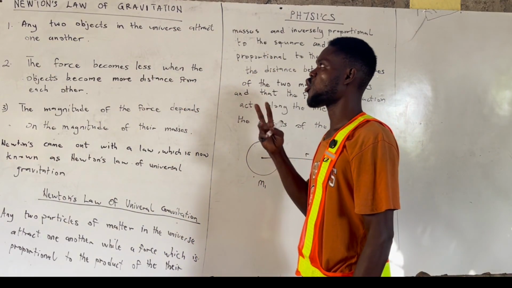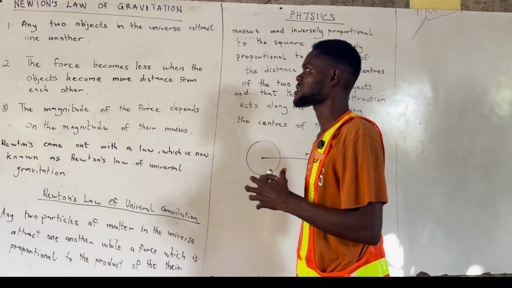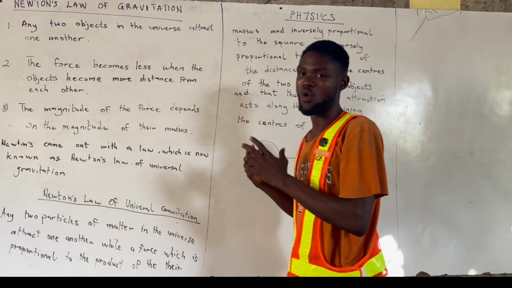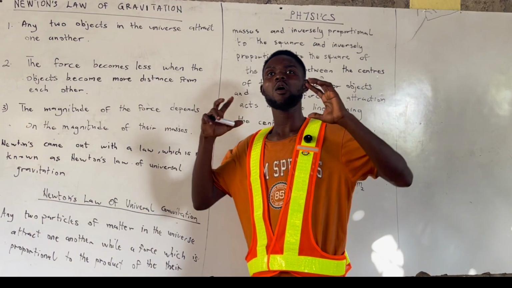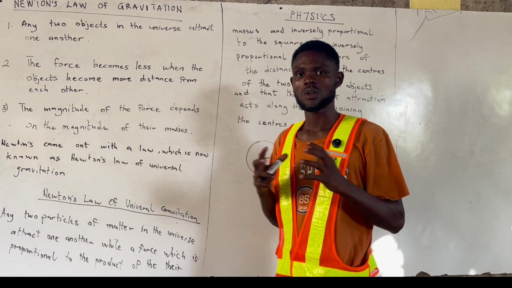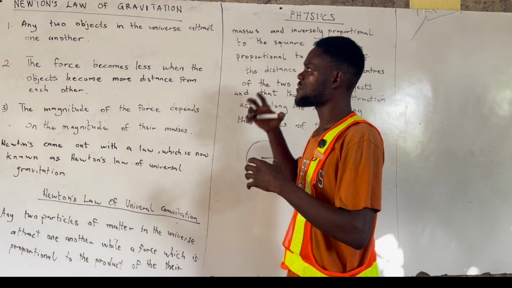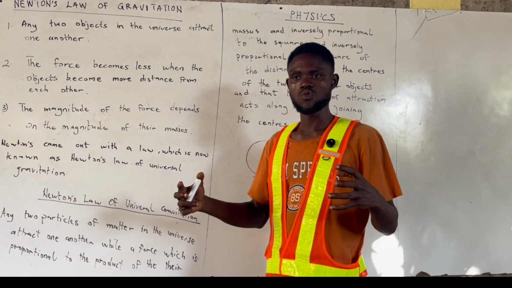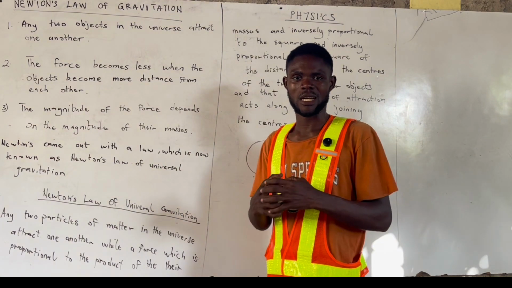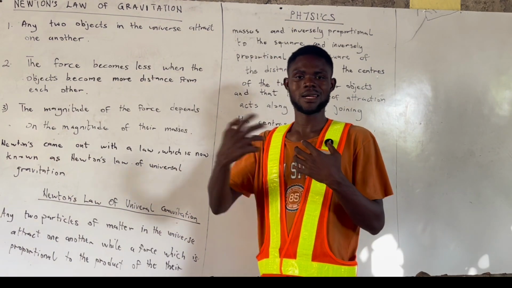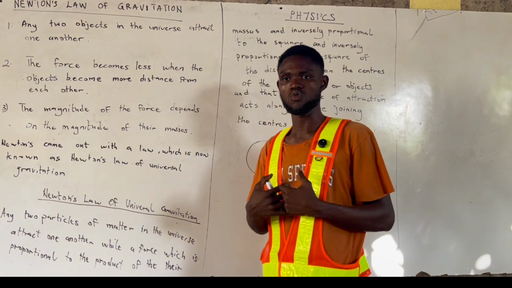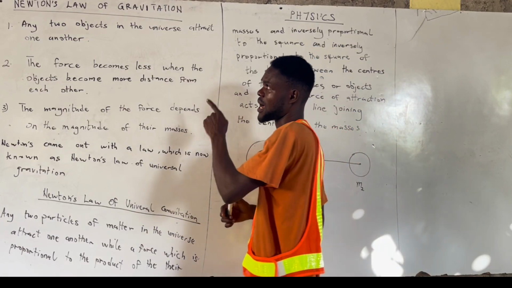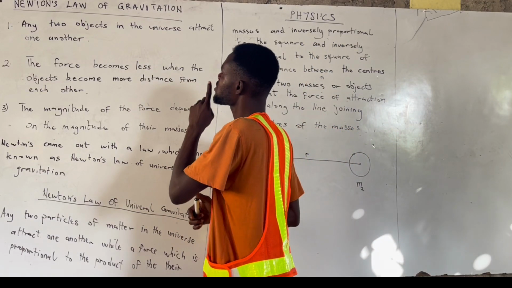Any two objects in the universe attract one another. That is what Newton saw. So any objects in our universe attract each other. If I compare Earth and the moon, they attract each other. Earth is pulling the moon, and the moon is also pulling the Earth. That is what Isaac Newton was saying.